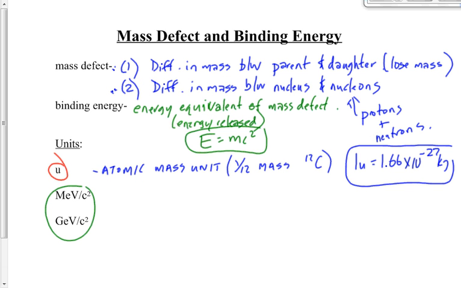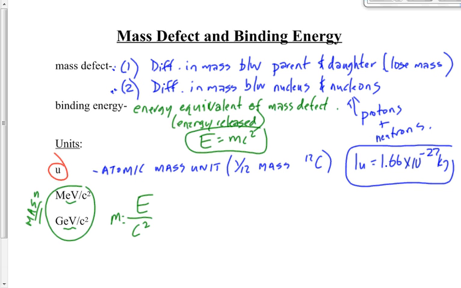Mega electron volts per c squared, giga electron volts per c squared. We look at these both and we think, oh, that's energy, right? Electron volts is energy. But energy over c squared isn't energy. Energy over c squared is what? Mass. So these units measure mass. That's the big thing that I want you to take away from that, is that these units measure mass, not energy. Now, in the highly unlikely event that you actually have to use those units for mass, here's the way I want you to figure out what it's equivalent to.